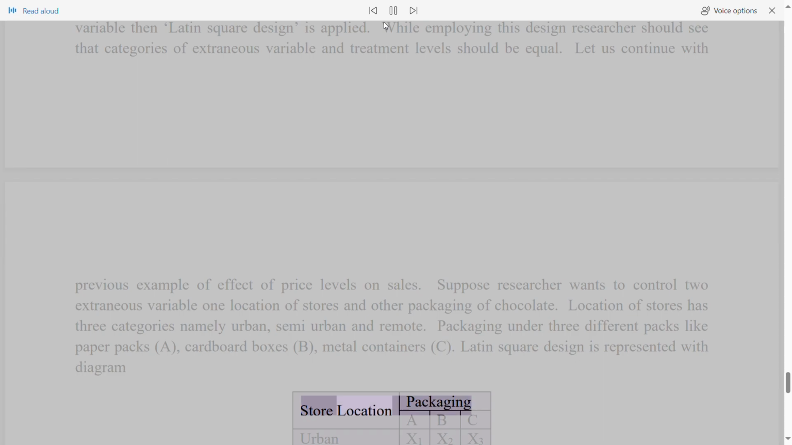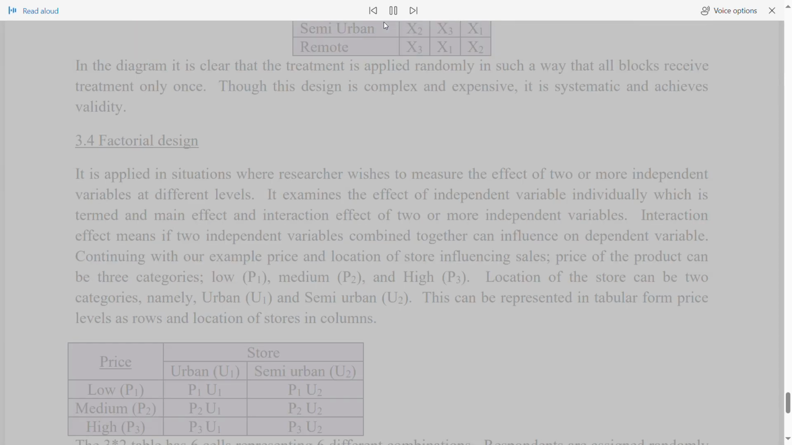Store location and packaging A B C: urban X1 X2 X3, semi-urban X2 X3 X1, remote X3 X1 X2. In the diagram, it is clear that the treatment is applied randomly in such a way that all blocks receive treatment only once. Though this design is complex and expensive, it is systematic and achieves validity.